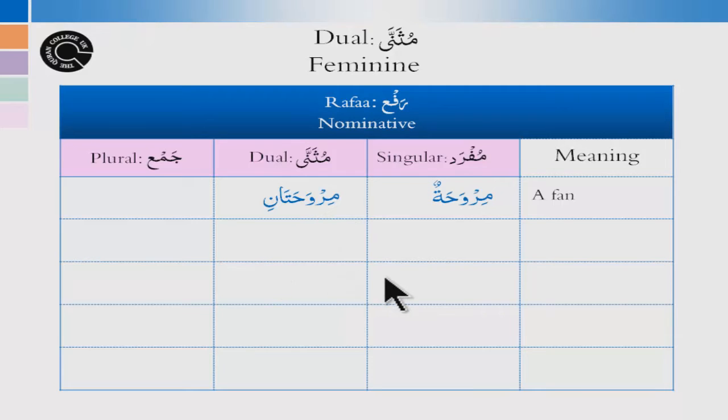Now take another noun, ghurfatun. We are talking about a single room. If we want to talk about two rooms, that round ta opens up because we are removing the tanween and putting the fatha over there.